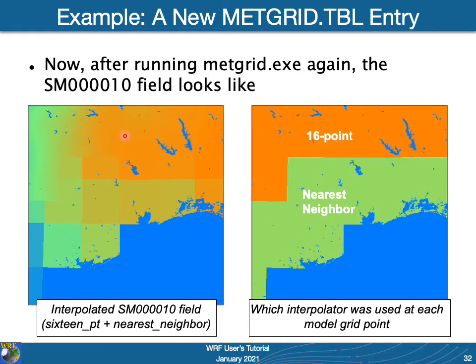As we get closer to land-sea boundaries in the GFS grid, you see that the soil moisture field starts to look blocky. And these are the points in our model domain where the metgrid program had to switch from a 16-point interpolation stencil to a nearest neighbor interpolation. And there are even parts of our model domain where the nearest GFS grid point was a water point, even though those points should be land according to our geogrid land-sea mask.